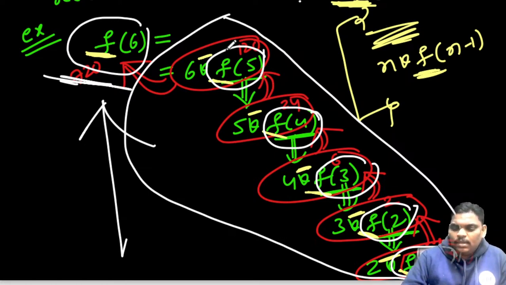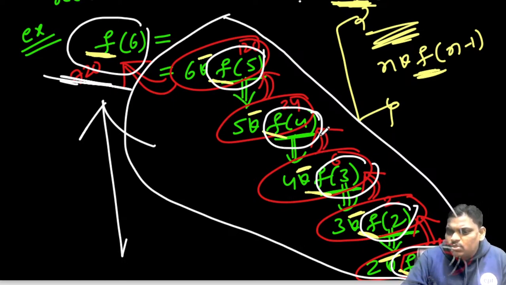Listen everyone now. This green color is calling. Calling means push operation. Every function call is a push operation. F6 calling F5, push operation. F5 calling F4, push operation. Calling means push. From today onwards, remember, anywhere a function is called, push.